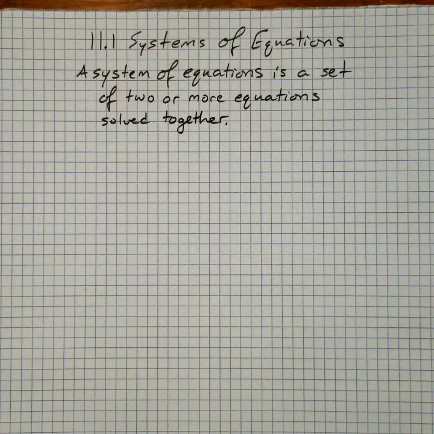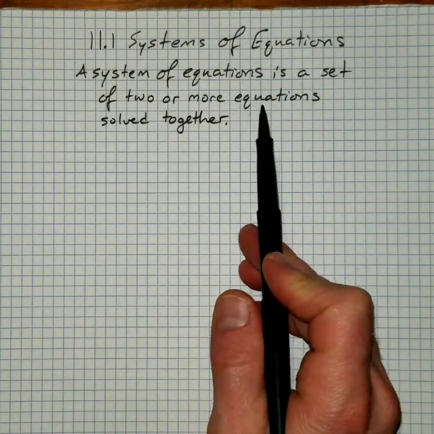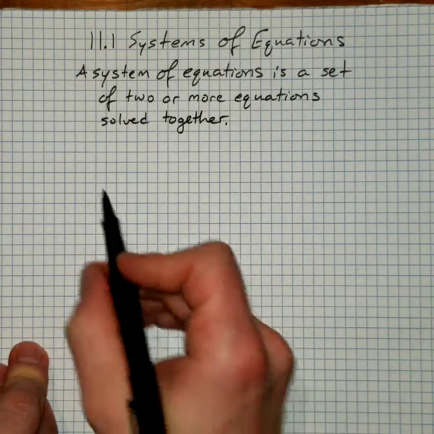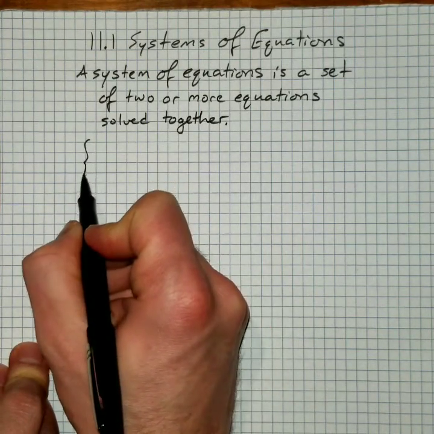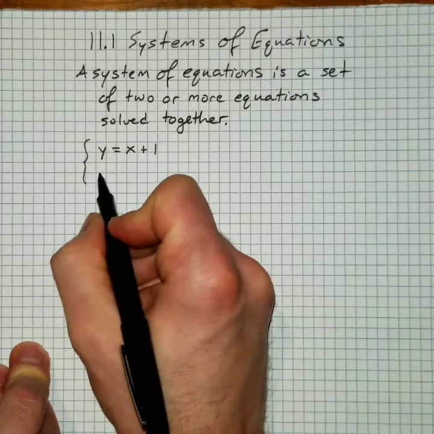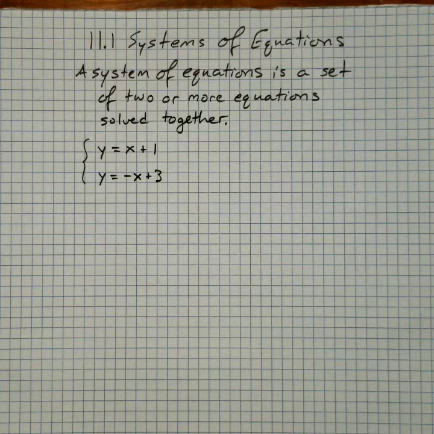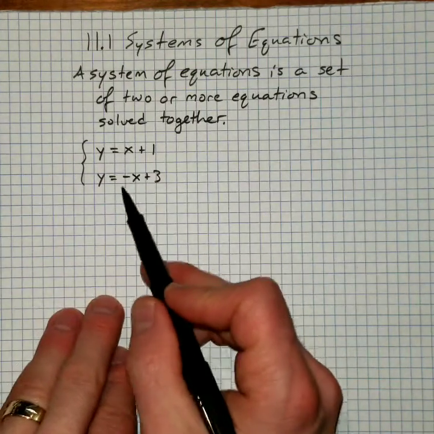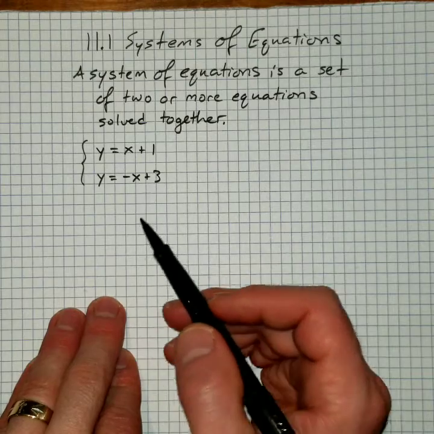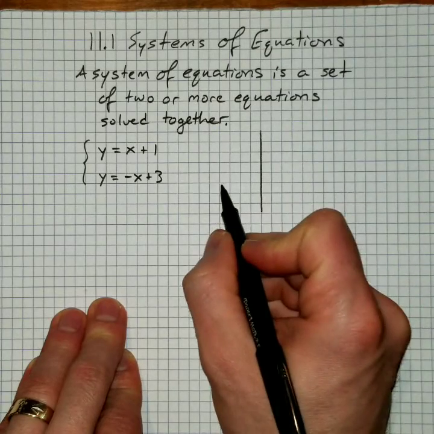So a system of equations, just to give you the review, the definition, is a set of two or more equations solved together. An example of a system of equations might be something like y equals x plus 1 and y equals negative x plus 3. We looked at some systems of equations last week, and so this hopefully isn't new to you, but we did talk about the idea that you can graph these and find the solution.